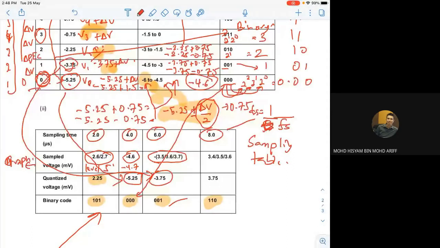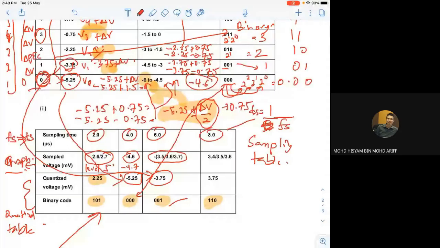Sampling time from the sampling frequency. So, to make a summary: from Fs you can get Ts, the sampling time. Then the sample voltage you obtain from the analog graph, the quantized value you obtain from the quantization table, and the binary code you obtain from the quantization table. So clear how to get it?